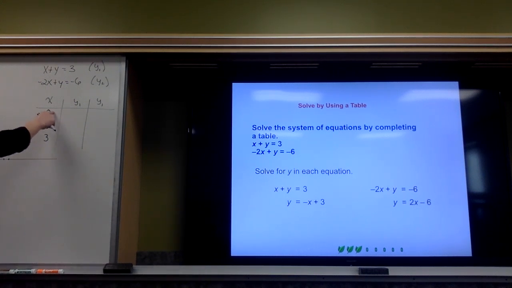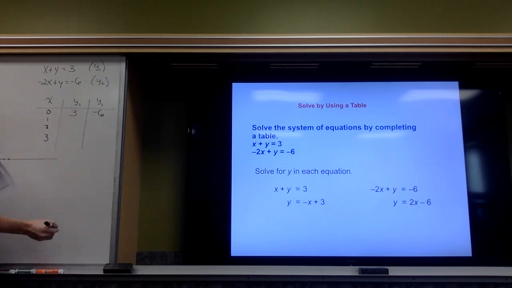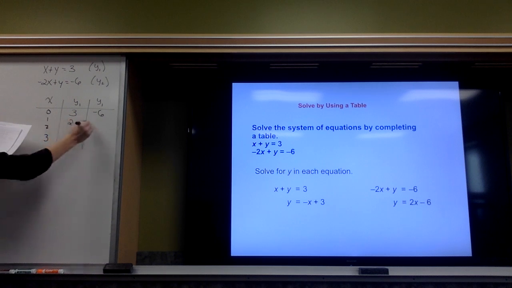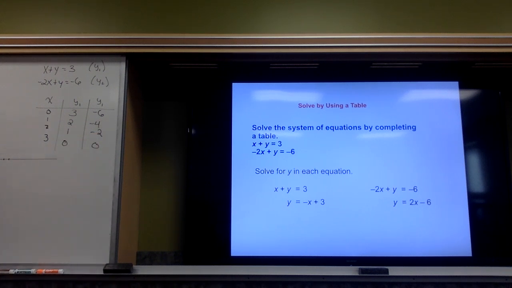So I'm going to plug 0 into both of these equations. The first equation will give me a 3. The second will be a negative 6. If I plug 1 into both of these, I would get a 2 and a negative 4. If I plug 2 in, I get 1, negative 2. If I plug in a 3, I get 0, 0. Now looking at just this table, I can tell you that right here is my solution.